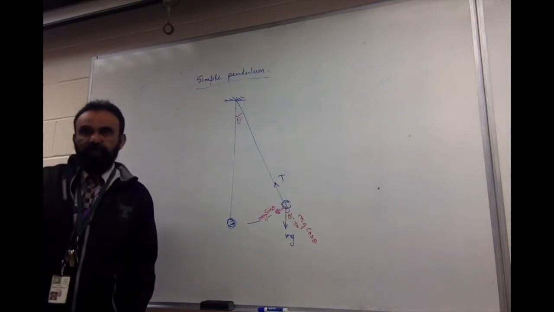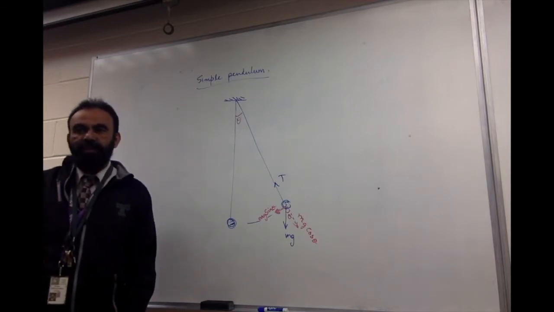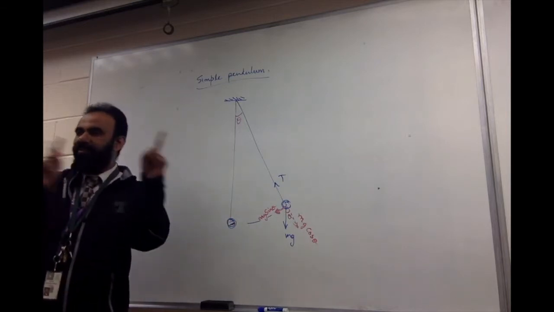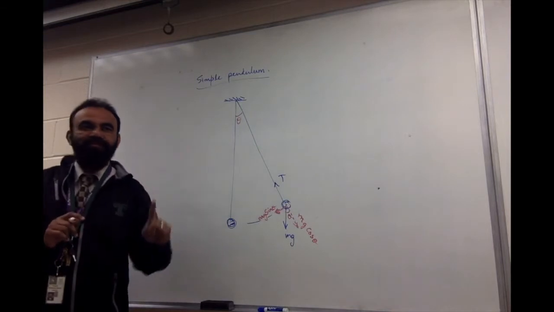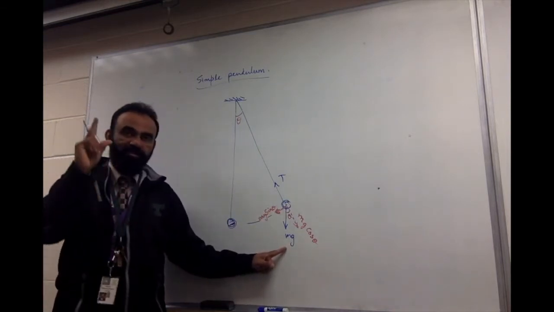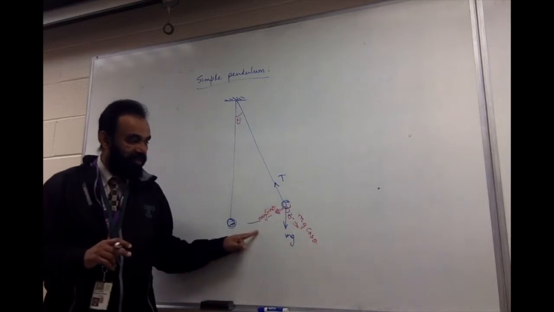The sequence of topics that you've done so far will make it easy for you to understand these things because we've already done those concepts of resolving vectors. So that should not be taking time. So mg is resolved into two components. One is this and one is this.